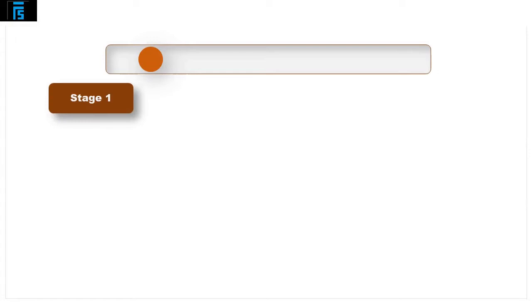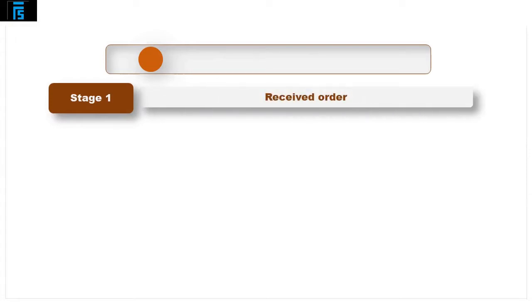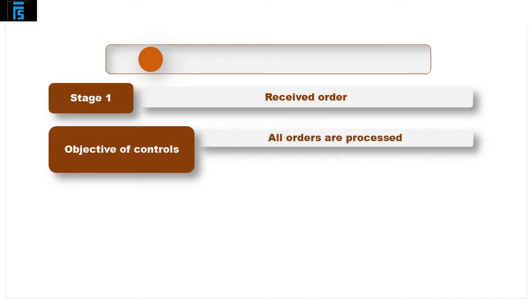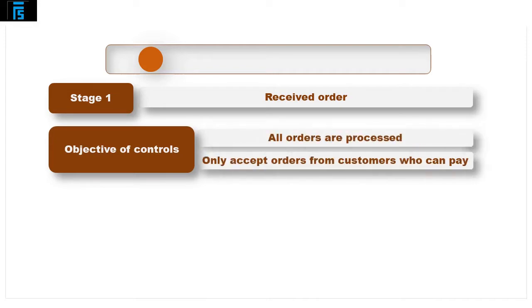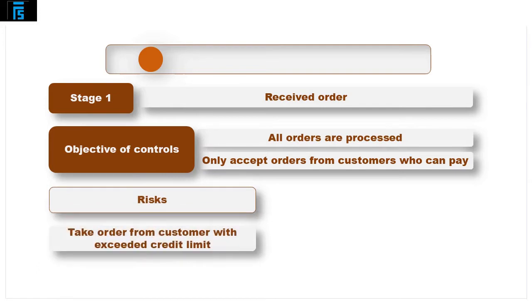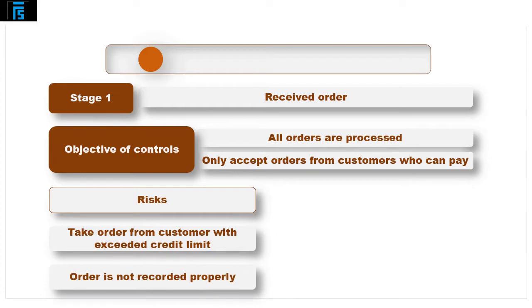Stage 1, when the order is received, is usually in the sales department. It could be taken over the phone, via a website or by email. A sales order should be produced for each order received. The objective of controls at this stage is that all orders are processed and customer orders are only accepted for customers who can pay. An example of risks are an order is taken for a customer who has exceeded their credit limit or the order is not recorded properly.